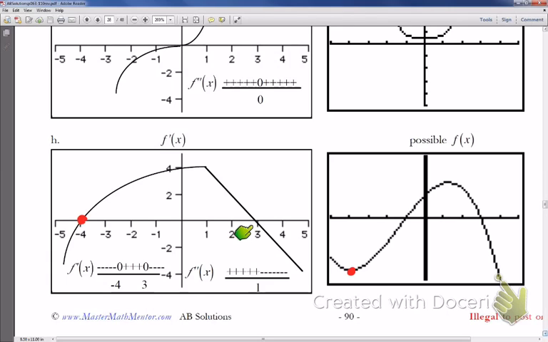I have another 0 right here. What x value is this? 3. So if at 3 I have a turning point, then over here at 3 I should have a turning point. So it looks like this graph is a little off. Here, let me erase what this guy did because his graph is a little off.